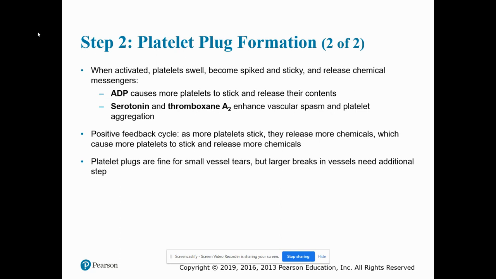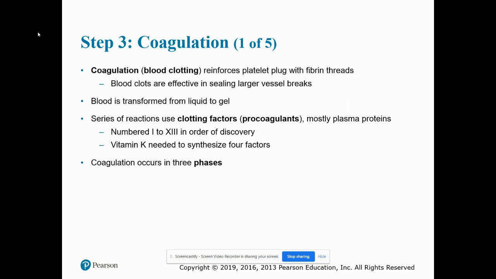Platelet plugs are good for small vessel tears, but larger breaks in vessels do need an additional step, and that additional step is coagulation. And this is a much longer step. Coagulation or blood clotting will reinforce the platelet plug with fibrin threads. We're going to talk about where the fibrin comes in later. But first, blood clots are effective in sealing larger vessel breaks.